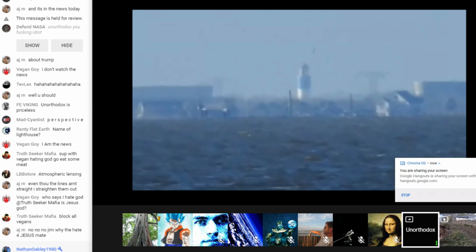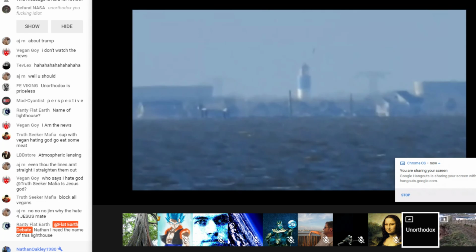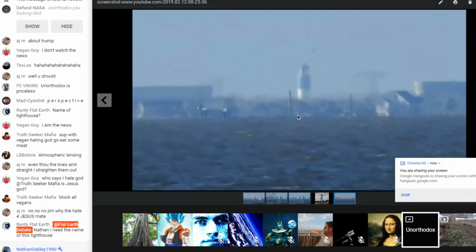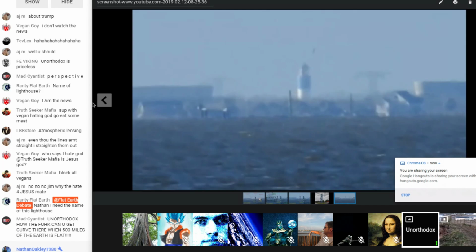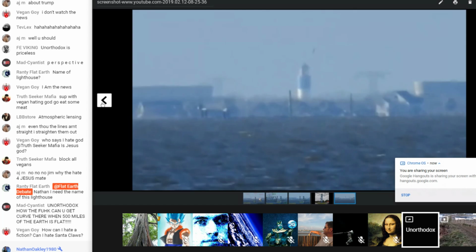Directly observable that this is being obstructed. Don't just repeat your religious assertion. Show me where it's curving. It's from the bottom of the water to the bottom of the lighthouse. Here, I'll show you another image. No, stay on this image.